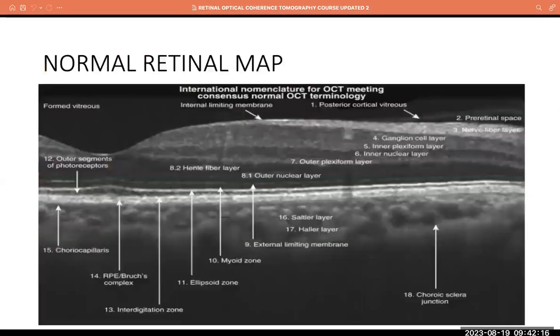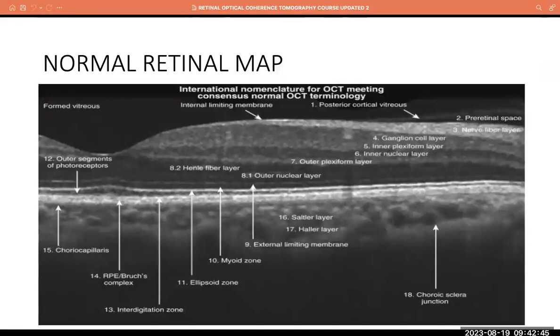This is the consensus image for the OCT terminology. Now, why this is important is, I'll point out a few things. I may talk about them in passing, but I just hope we'll make very good use of our time. I'll go from top down. It's the same thing as the layers of the retina, from RPE down to ILM, up to ILM, that's from down up.